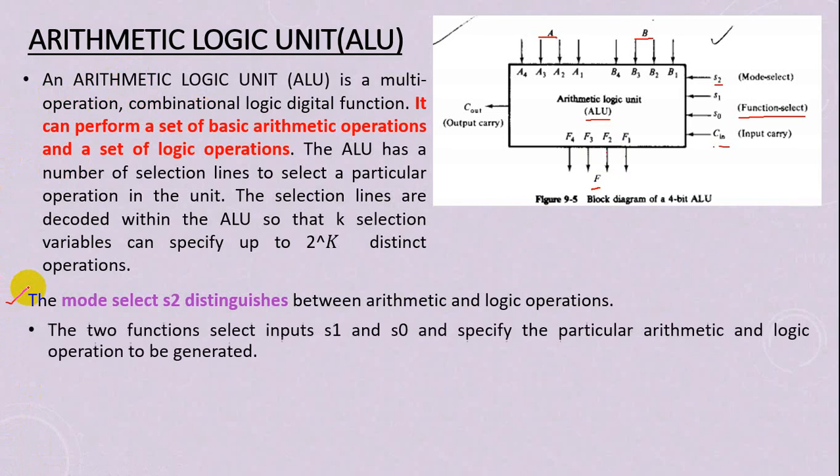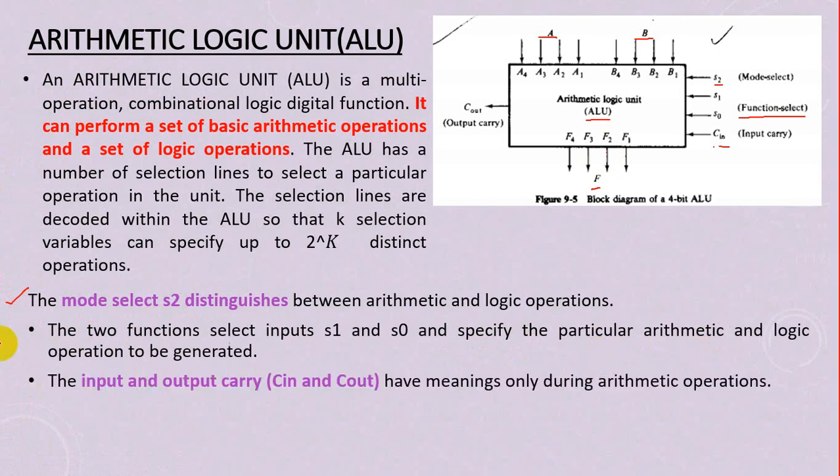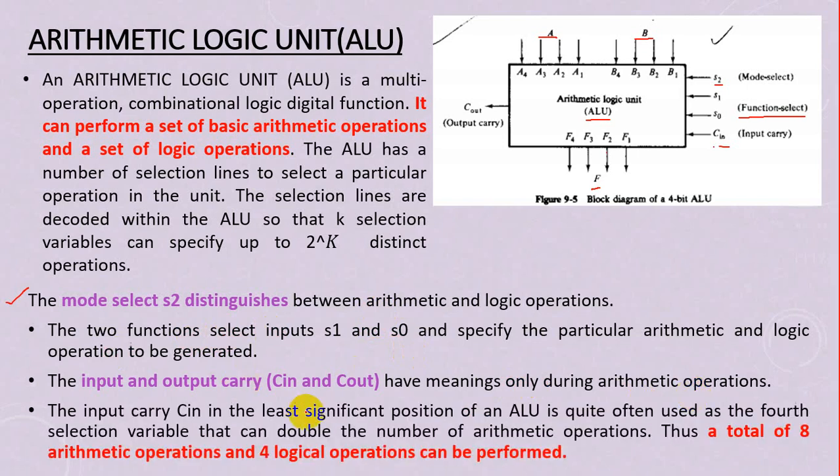The two function select inputs S1 and S0 can specify the particular arithmetic and logic operation to be generated. The input and output carry have meaning only during the arithmetic process. The input carry in the least significant position of the ALU is quite often used as the fourth selection variable that can double the number of arithmetic operations. Thus, a total of 8 arithmetic operations and 4 logic operations can be performed.